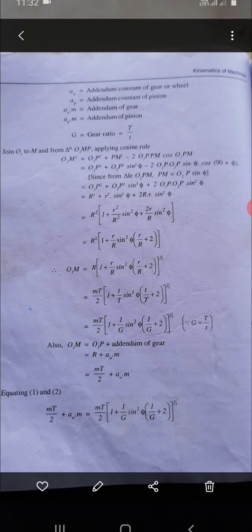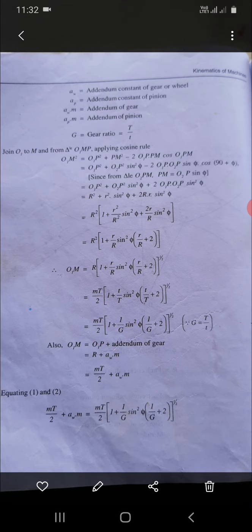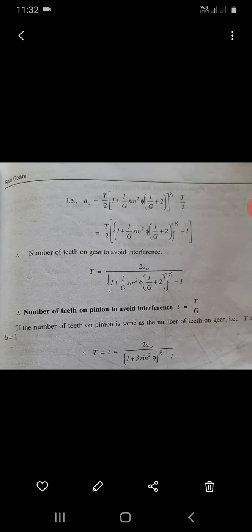So O1M equals r times the square root of 1 plus R by r (R by r plus 2) sin squared phi, which is mt by 2 times the square root of 1 plus T by t (T by t plus 2) sin squared phi, which is mt by 2 times the square root of 1 plus 1 by G (1 by G plus 2) sin squared phi, because G is T by t. O1M is O1P plus the addendum, that is r plus AWM, so mt by 2 plus AWM. So mt by 2 plus AWM equals mt by 2 times the square root of 1 plus 1 by G (1 by G plus 2) sin squared phi. AW equals t by 2 times the square root of 1 plus 1 by G (1 by G plus 2) sin squared phi, minus t by 2, so t by 2 times the square root minus 1.